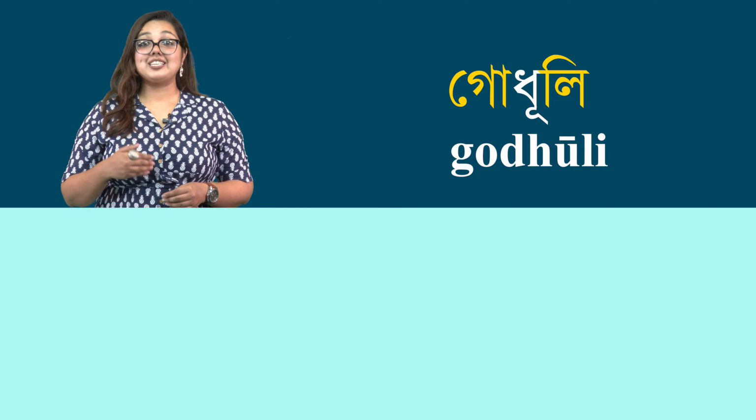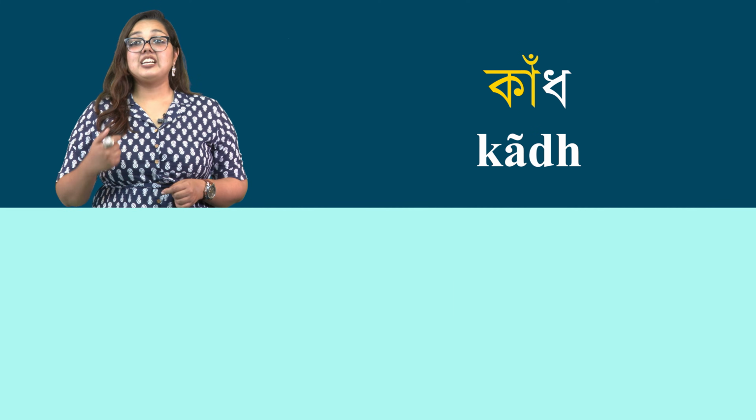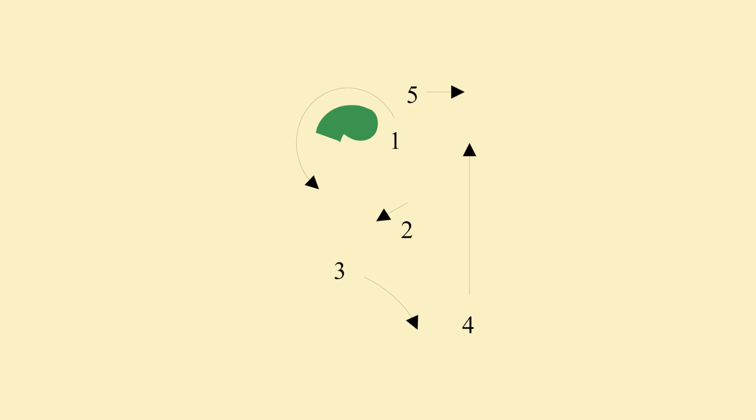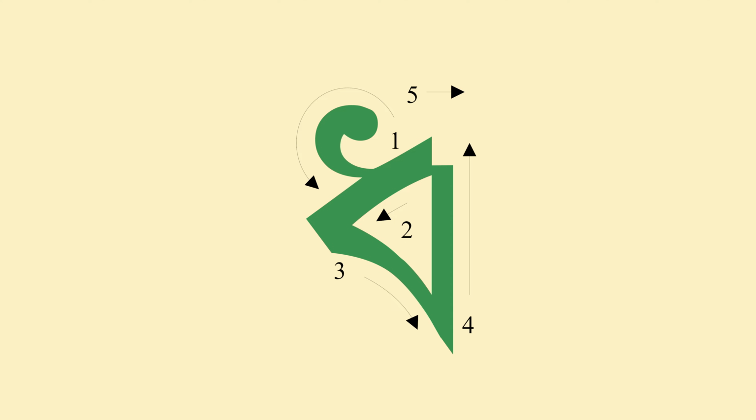In word medially, it can occur as in godhuli, which means dusk, and word finally as in kandh, which means shoulder. Now, let's try to write this letter. We will start drawing a loop and then try to write the letter B without the matra at first. Now, draw another ordho matra in here. You have now successfully written the Bengali letter dha.